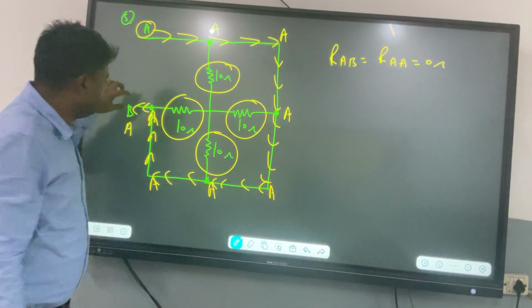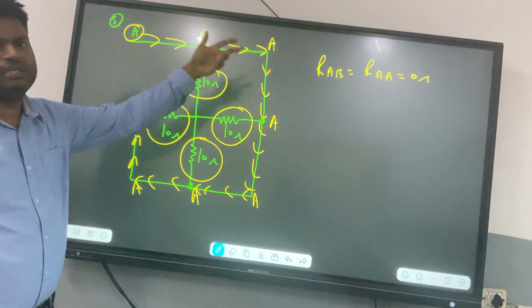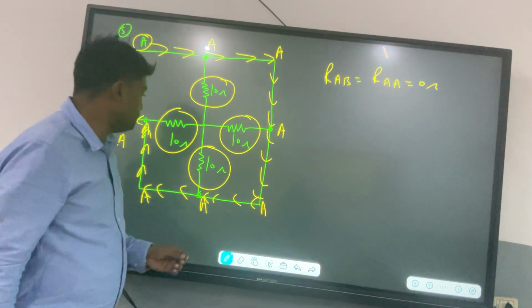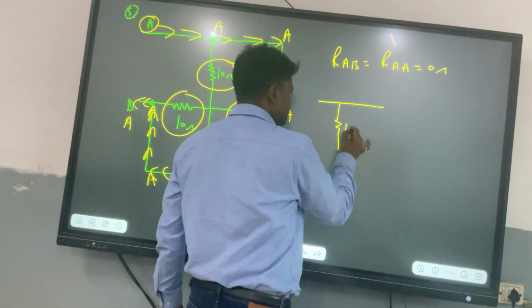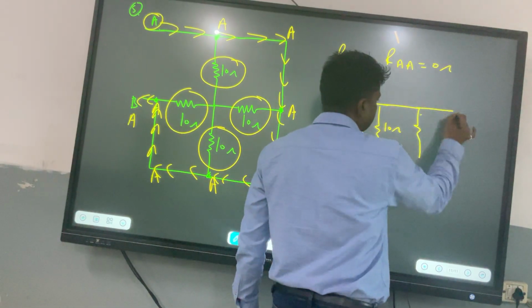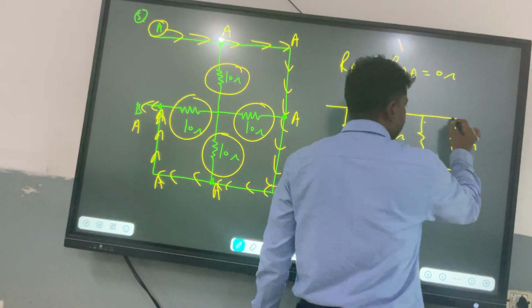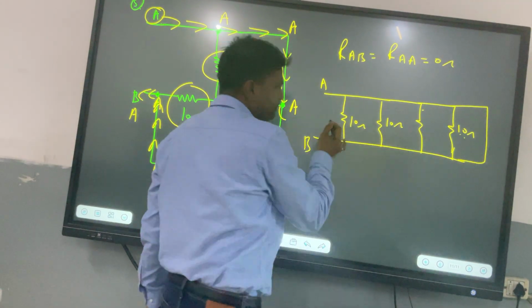You can take this as B. So RBB is equal to 0. You can take any value, right? This is up to you. But this circuit is what? See students, this is 10 ohm. Again this is 10 ohm. Again this is 10 ohm. Again this is 10 ohm. Right? These four resistors are in parallel with a short circuit. That is the beauty of this question.